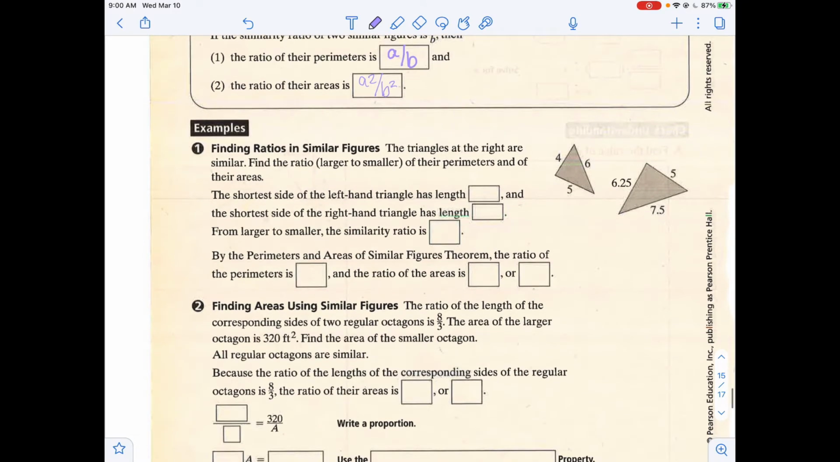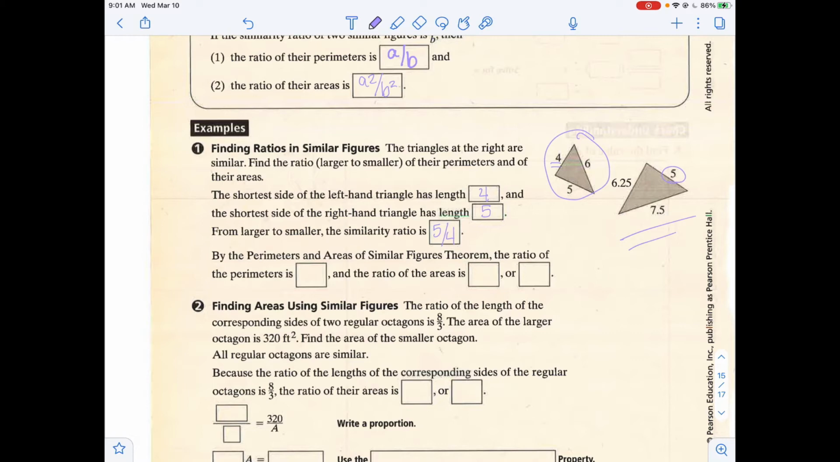Example 1, finding ratios of similar figures. The triangles at the right are similar. Find the ratio larger to smaller of their perimeters and their areas. So the shortest side of the left-hand triangle has a length of 4. The shortest side of the right-hand triangle has a length of 5. So, from larger to smaller, the ratio is 5 to 4.